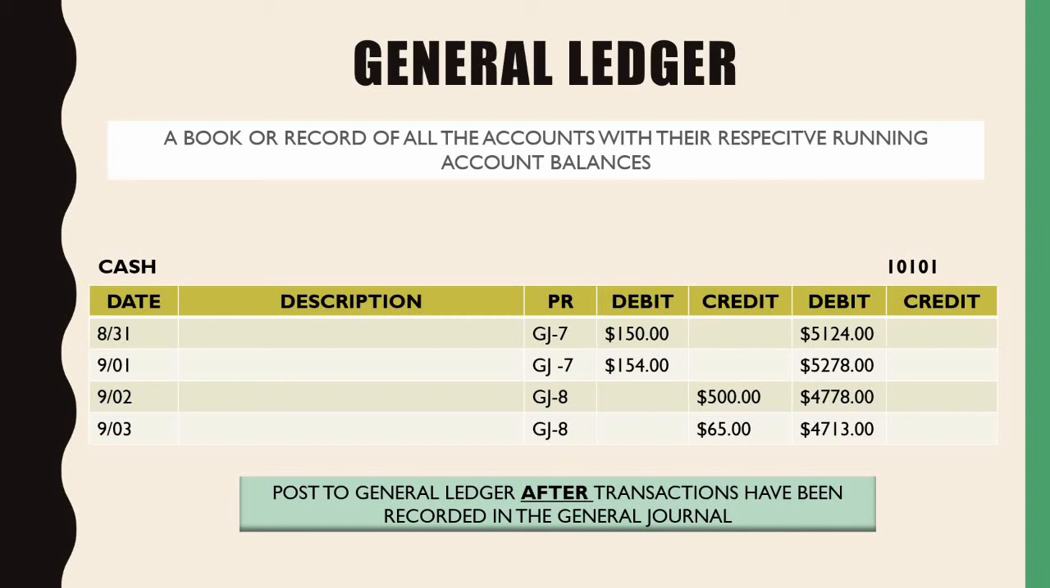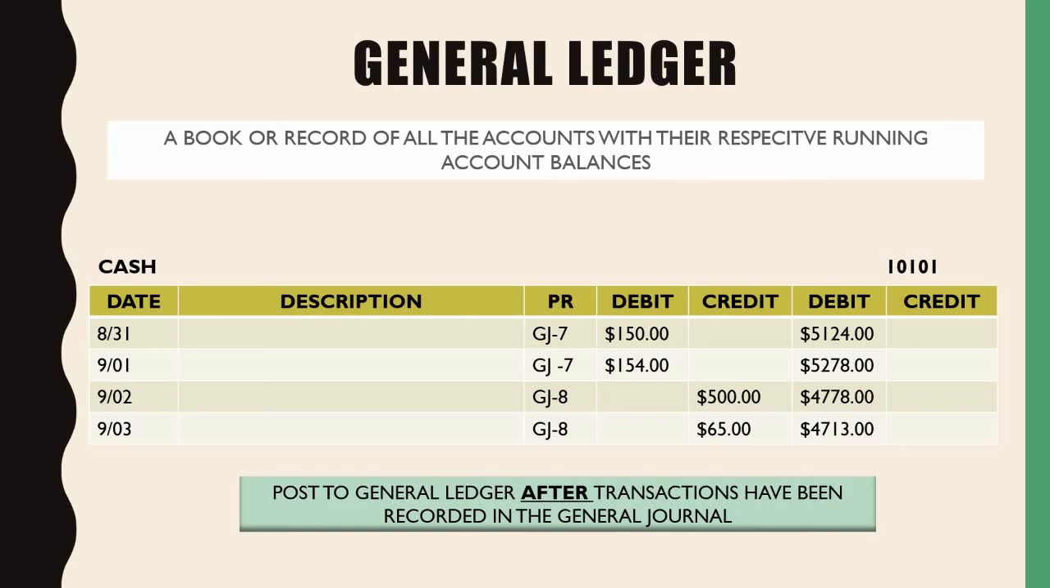So here, I started out with 5,278. Now I'm down to $4,778. I'm so sorry, I cannot read today. So every time a transaction happens and I record it to my ledger, it's ultimately going to give me an account balance.